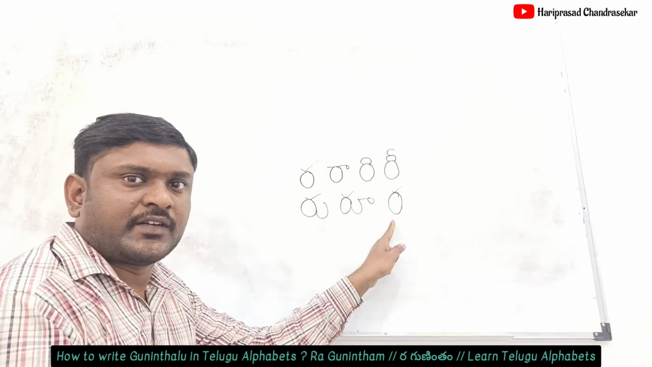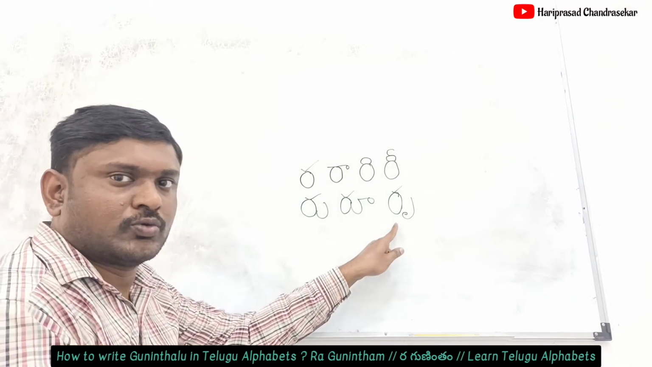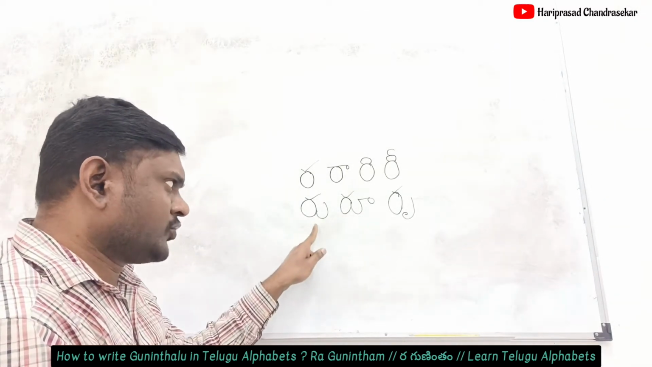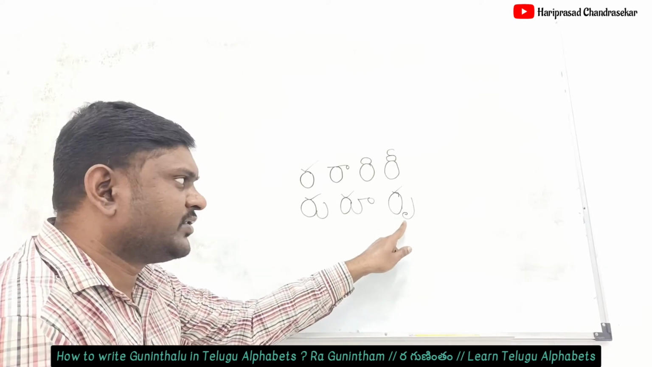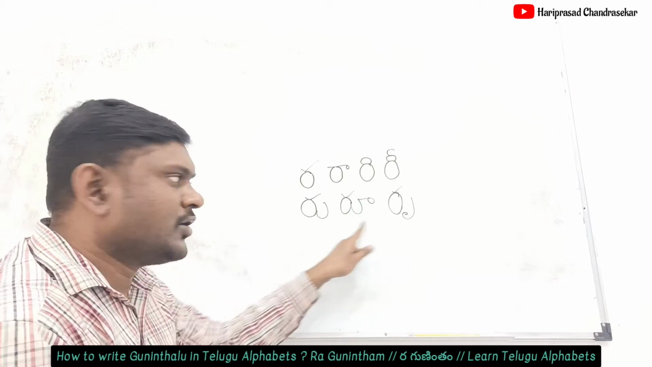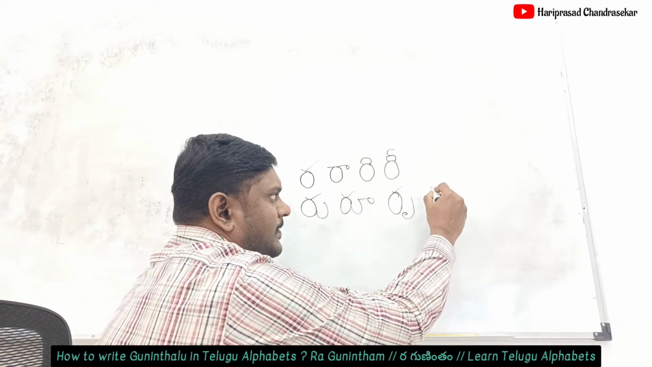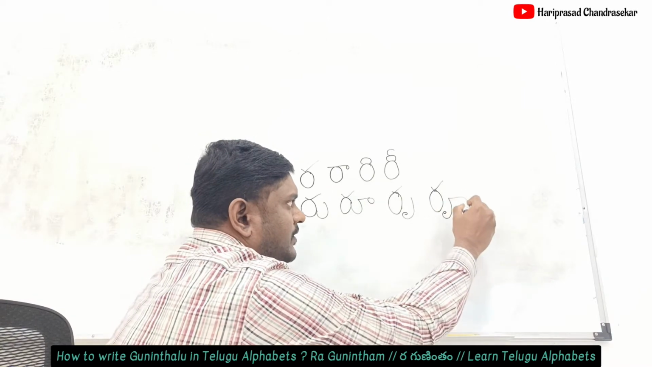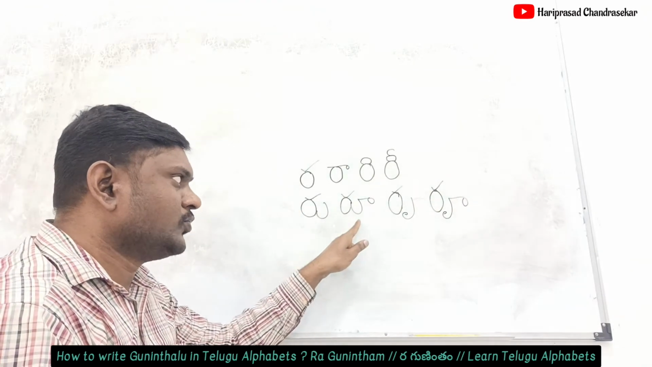So this one is Ra, with this additionally we can put like this, Ru. This is also Ru, this is Ru, this is RRU, Ru. So there is some stress for R. Ru, Ru. This is Ru. This is Ru, this is Ru.